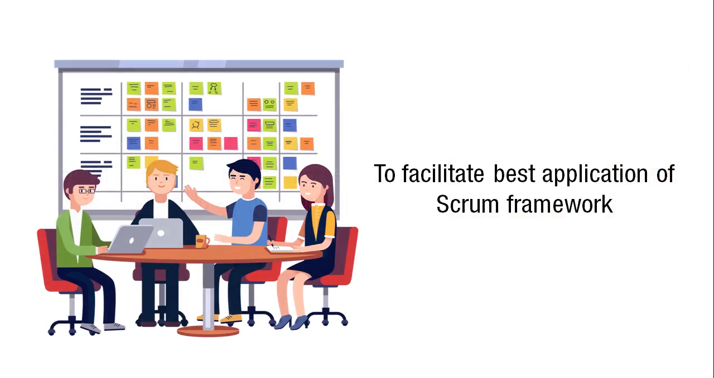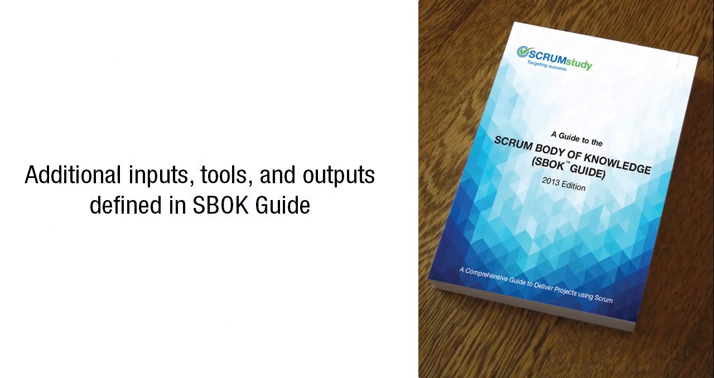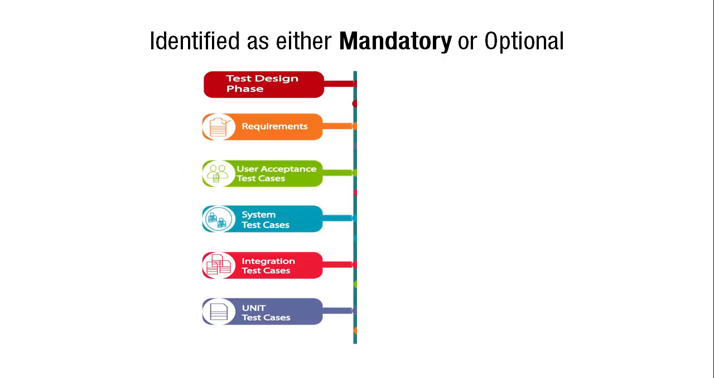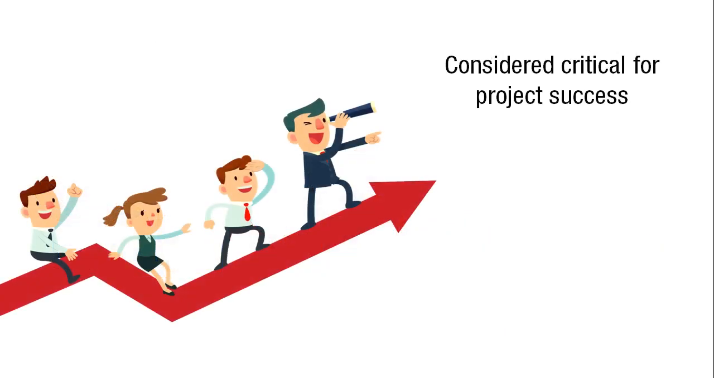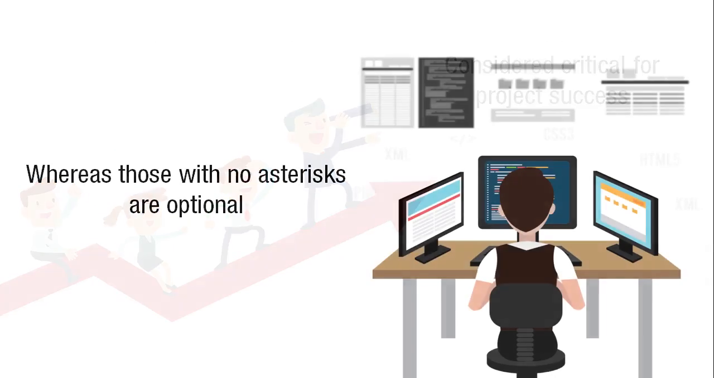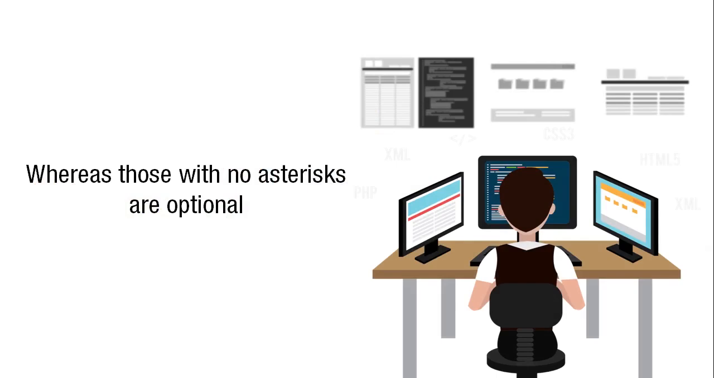To facilitate the best application of the Scrum framework, this chapter identifies additional inputs, tools, and outputs as either mandatory or optional. Inputs, tools, and outputs denoted by asterisks are mandatory or considered critical for project success, whereas those with no asterisks are optional.